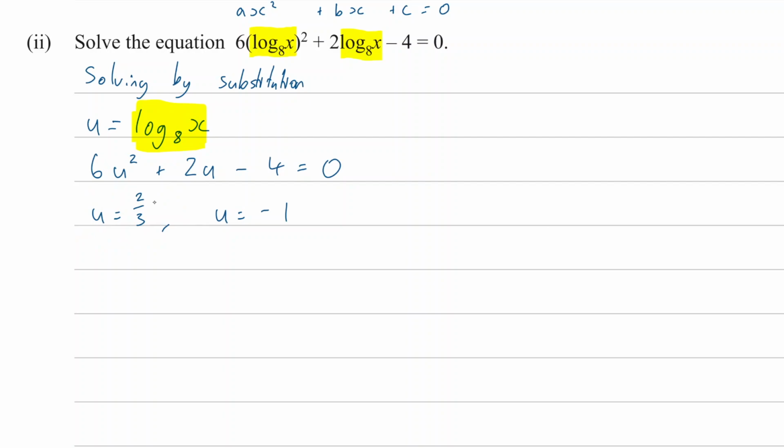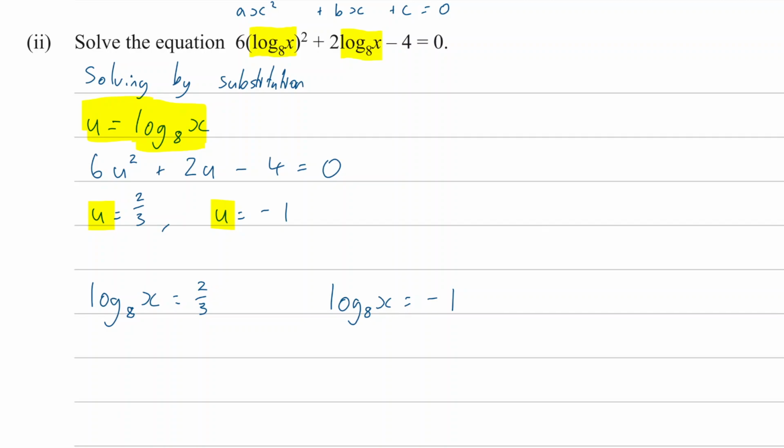So u equals 2/3 is the same as saying log base 8 of x equals 2/3, right? Log base 8 of x is u, and we found out that u must be 2/3. It's also the same as saying log base 8 of x equals -1, because we had two solutions for u. And now we can solve for x.